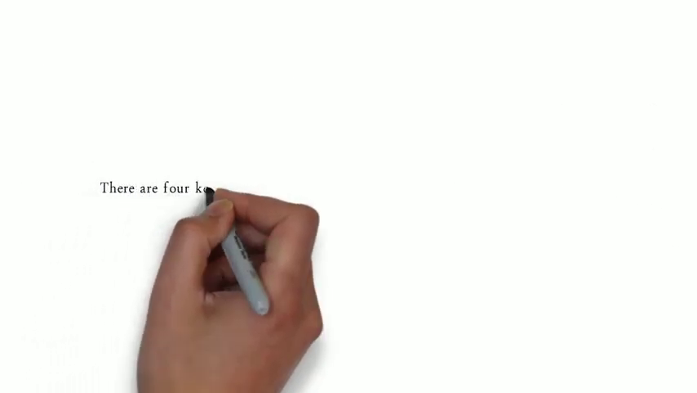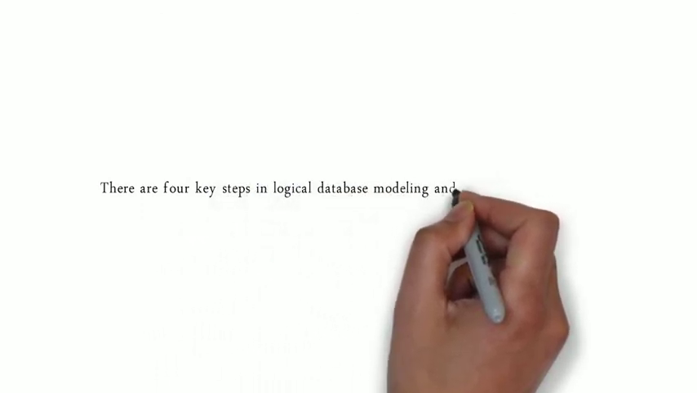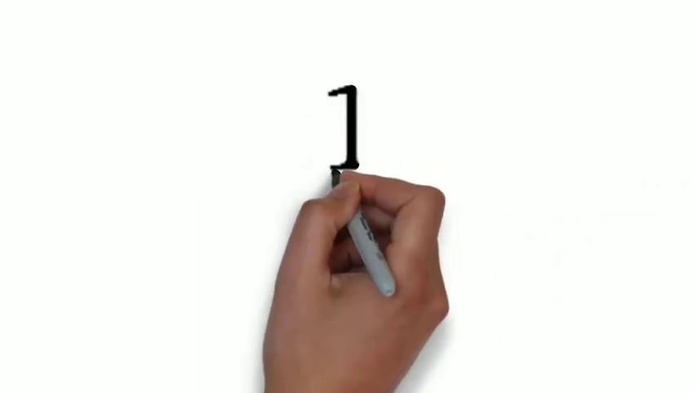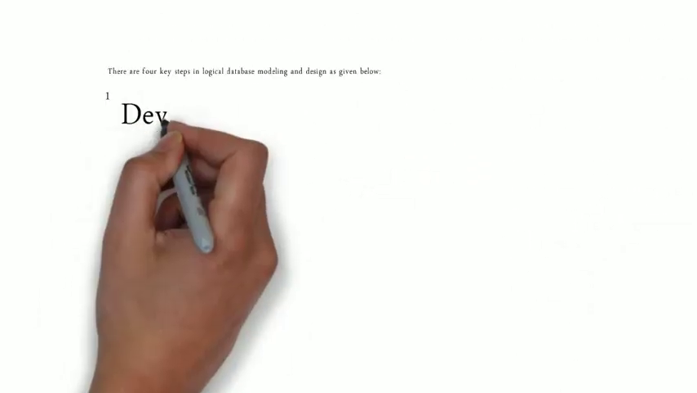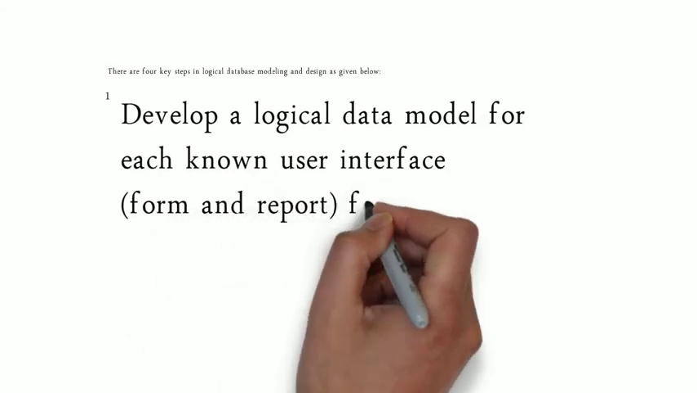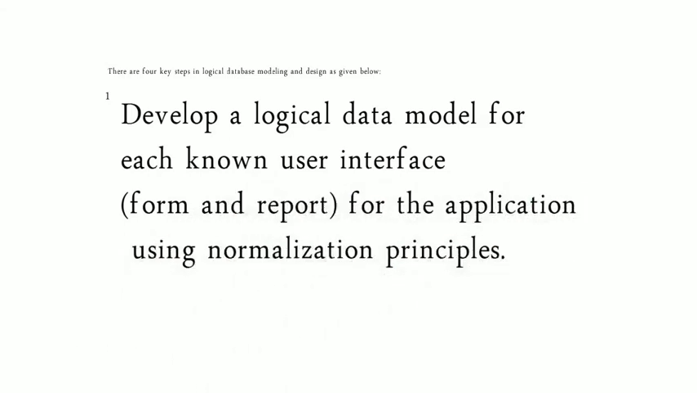So there are four key steps in logical database modeling. If you design a logical database, we have to follow four steps. The first one is to develop a logical data model for each known user interface, form and report for the application using normalization principles.